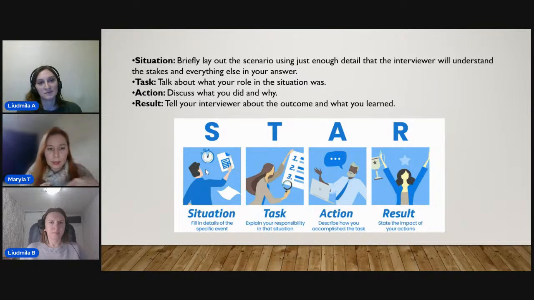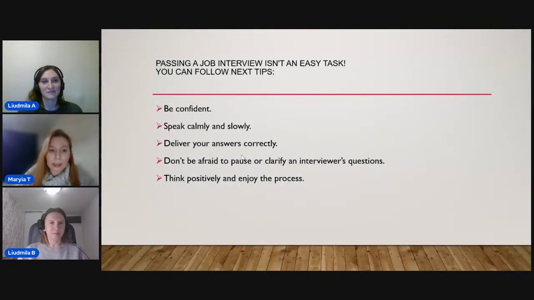And then you need to mention your action, what you did. And of course, in the end, please tell the result of all this activity. Try to spend a few minutes and research this information about this method on the internet. There are a lot of interesting sites about it.